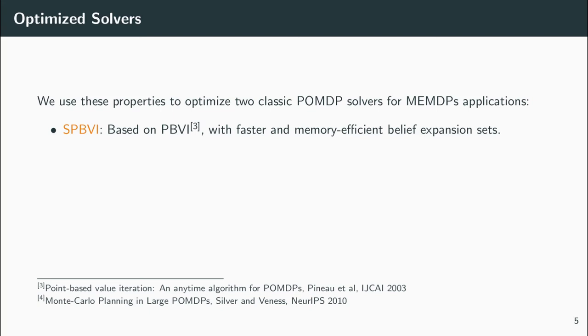In particular, we're going to look here at first PBVI. Basically, based on the properties I've mentioned before, what we can do is perform these belief expansion steps in a faster and also more memory efficient way.